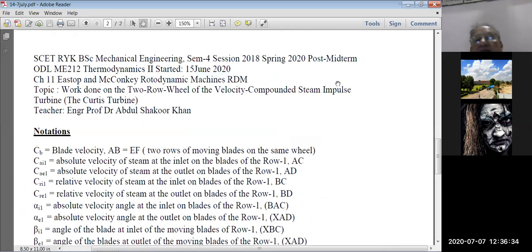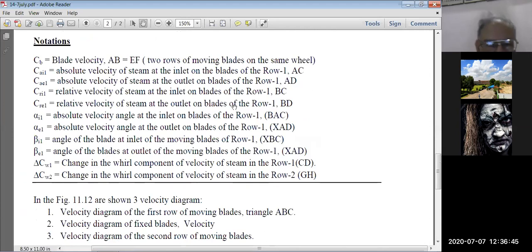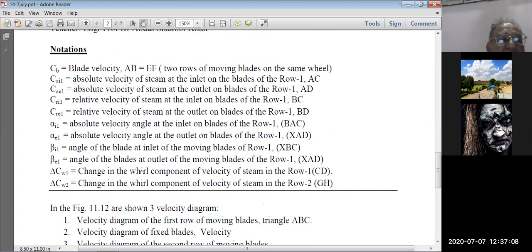We will derive this according to certain assumptions. Here, for your convenience, since the diagrams are not very clear, they are blurred, you cannot read where is Cb, where is Ca1, where is Ca2. So here I have written the symbols elaborately with A, B, C, D, E, F, G, H, whatever labels I have given them. According to that, these things are defined. All angles, all sides of the triangles, blade angles and velocity angles are all given here. Delta Cw is given here.